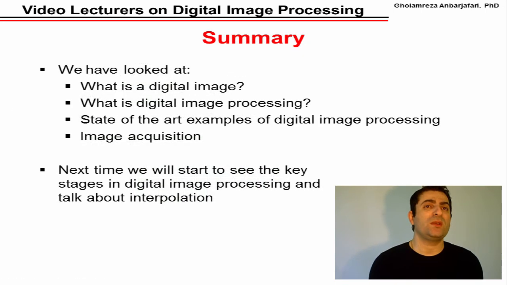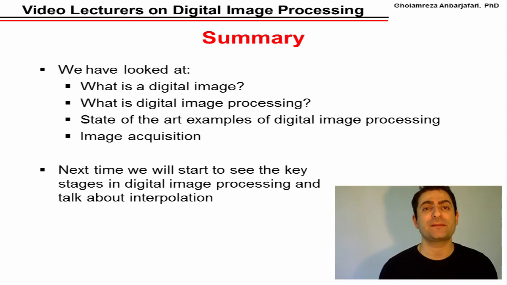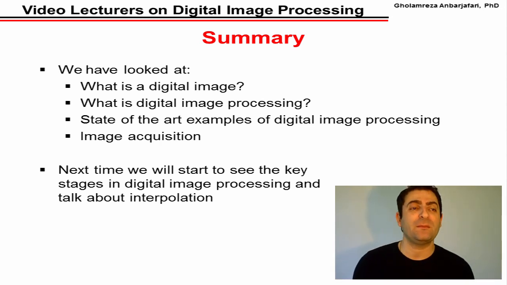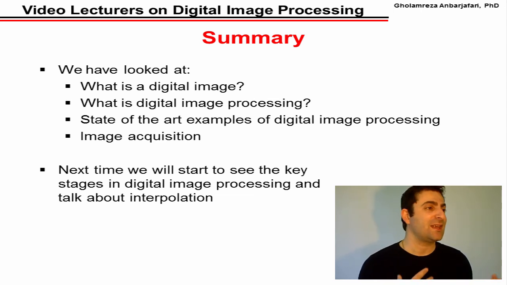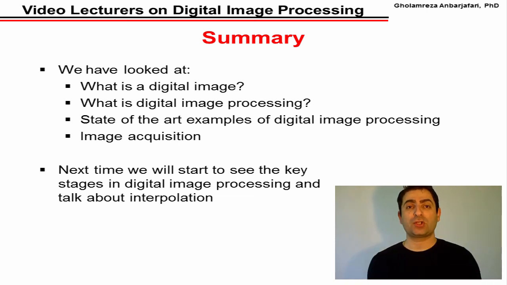So today we talked about what a digital image is and what digital image processing is. We gave some examples of digital image processing. We talked about image acquisition, and as I said, it was very introductory material for the first lecture. We will start to talk about the key stages in digital image processing, which are sampling and quantization, and we will talk about interpolation in the next lecture.